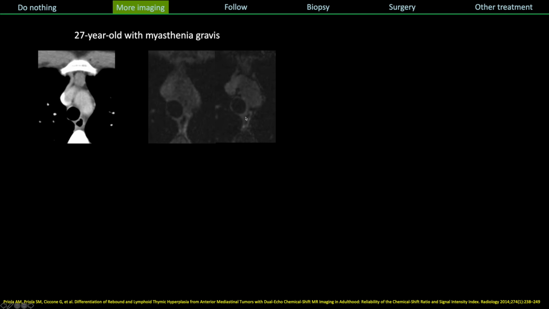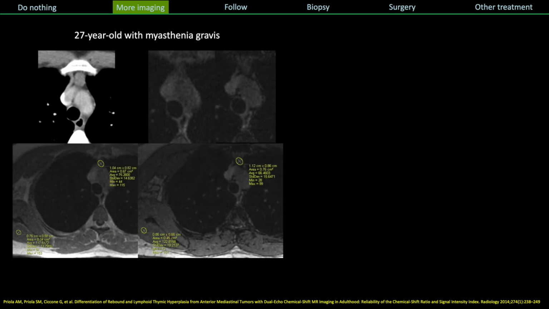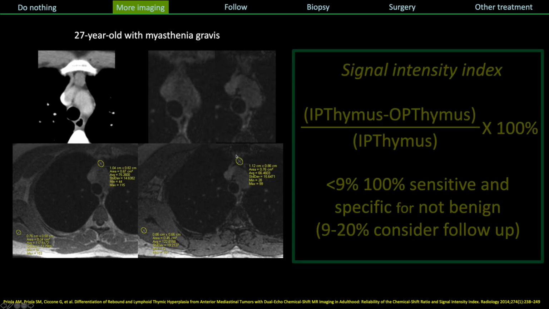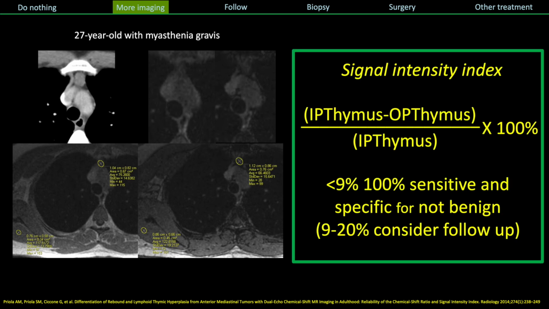And we do that with in and opposed phase imaging on MR. Just like with adrenal adenomas, in and opposed phase imaging in the chest can pick up intravoxel lipid, which is a trademark of thymic hyperplasia or benign thymic tissue. When you do that, you measure the in and opposed phase and see if there's dropout, and plug it into a simple formula, the signal intensity index, which is basically the percentage dropout that you see.